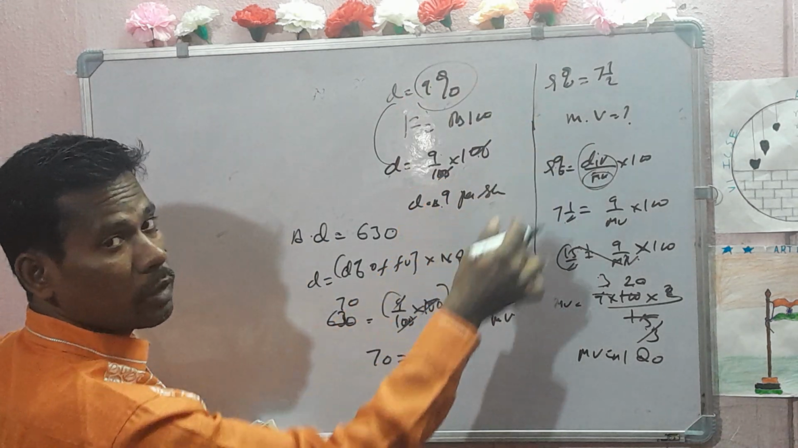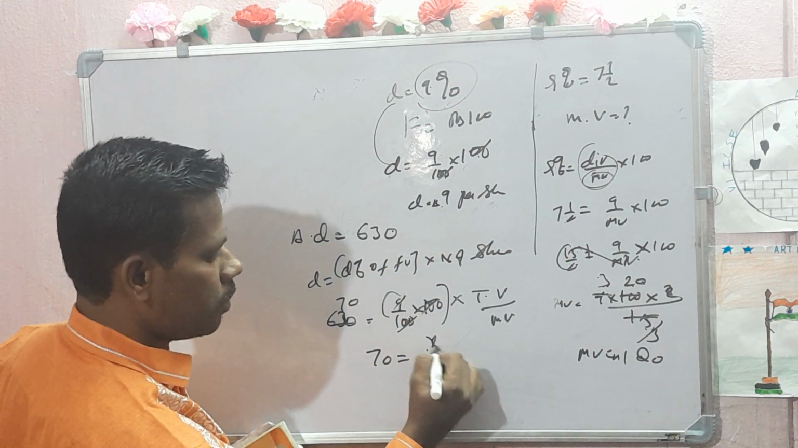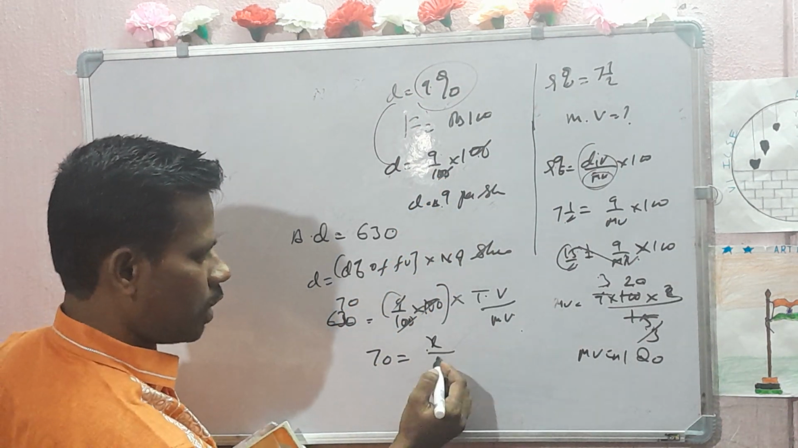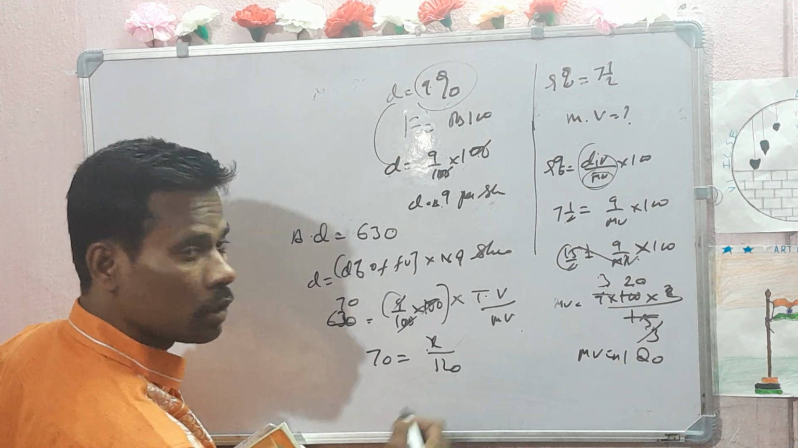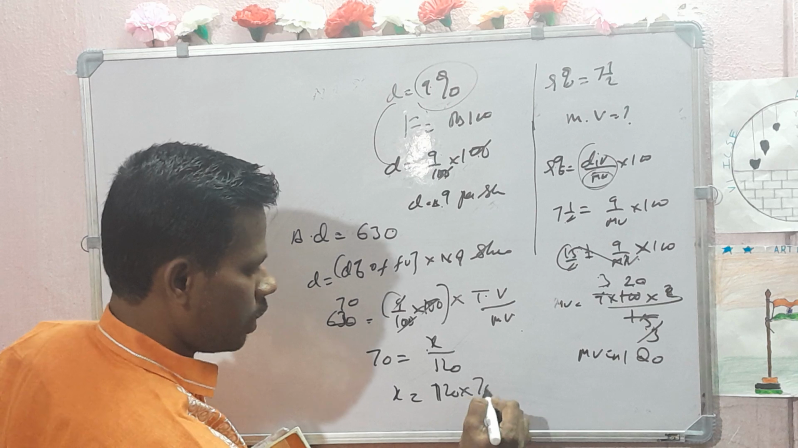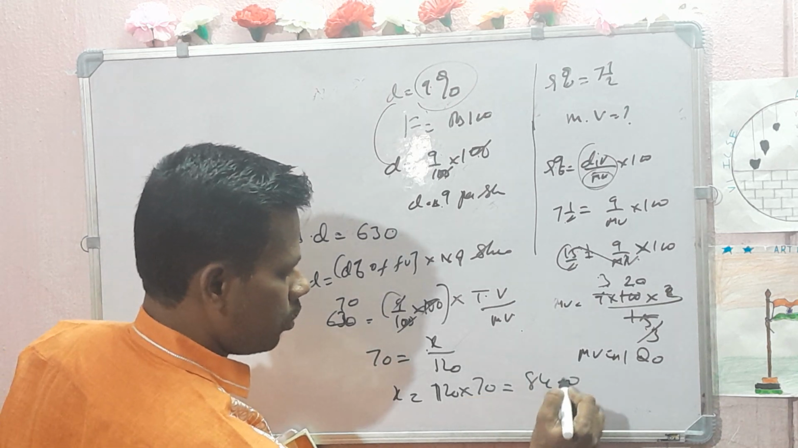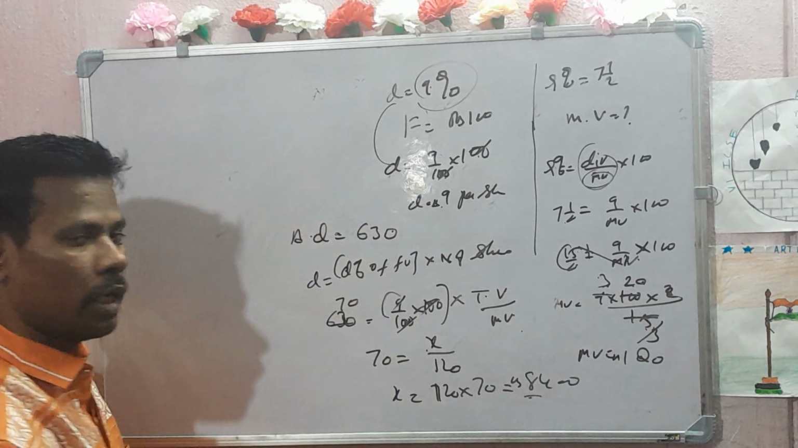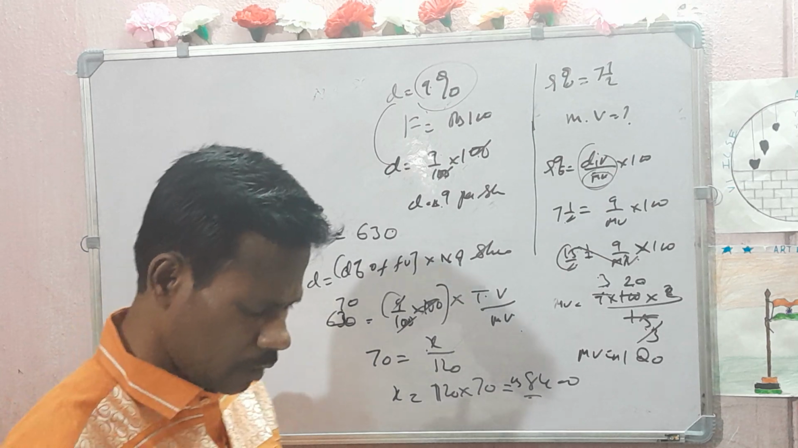Do you know the total investment? No, we don't know. Let total investment be x by market value. Market value we don't know, 120. Right? So x is equal to 120 into 70. 12 sevens are 84, 2 zeros are there. So 8,400 is the investment.